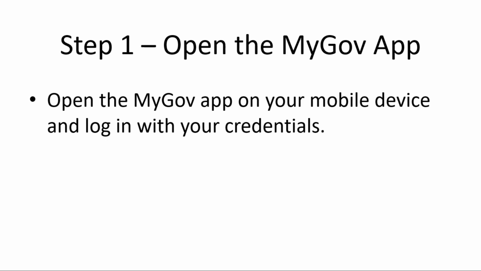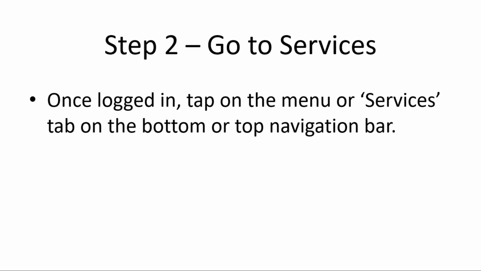To begin, open the MyGov app on your mobile phone. If you're not already logged in, enter your username and password to access your account. Once you're logged in, navigate to the menu or find the tab labeled Services. This is usually located at the bottom or top of your screen depending on your app version.